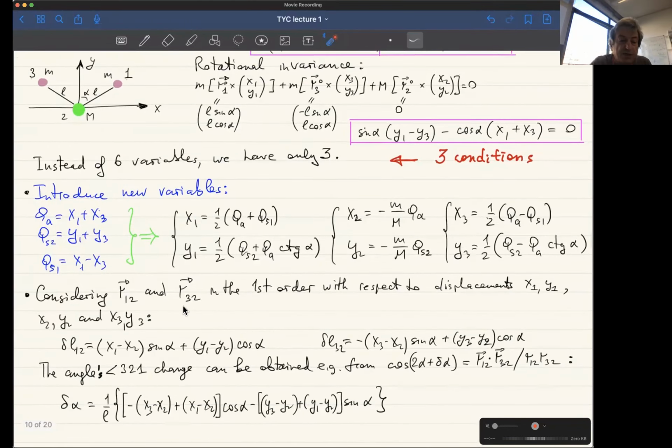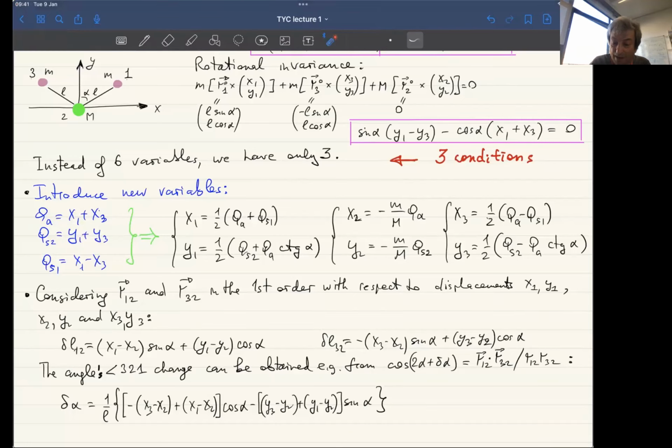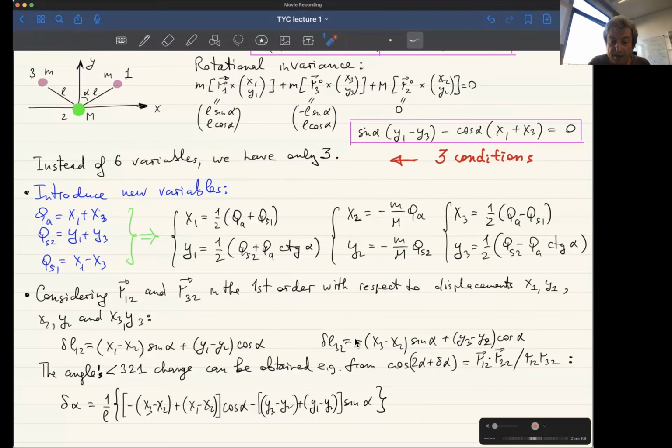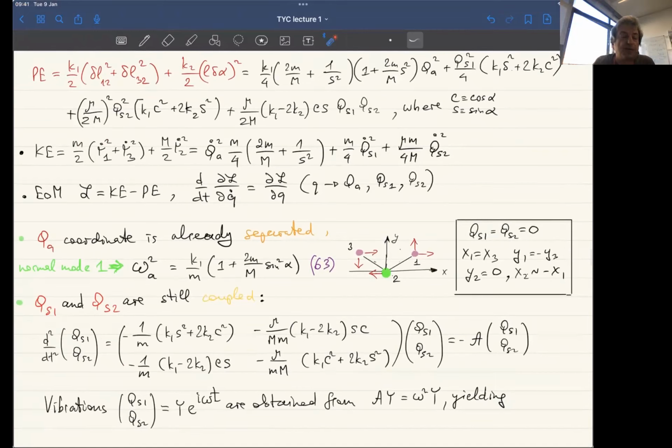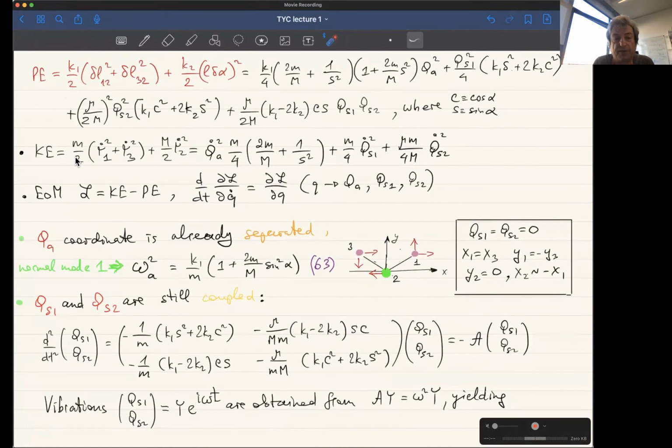And then you can actually approximately work out, using a Taylor expansion, the change of these distances 1-2, 2-3, and also of the angle alpha, expressed linearly via these displacements x1, x2, x3, y1, y2, y3 of our atoms. And once you've done this, you would be able to write the potential and the kinetic energy of our system.